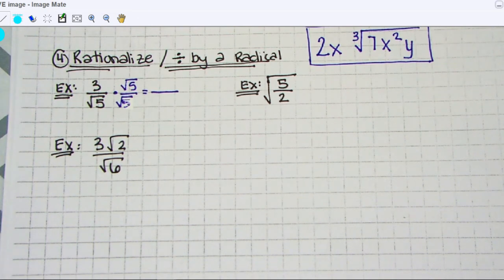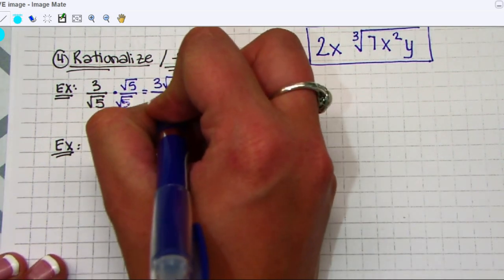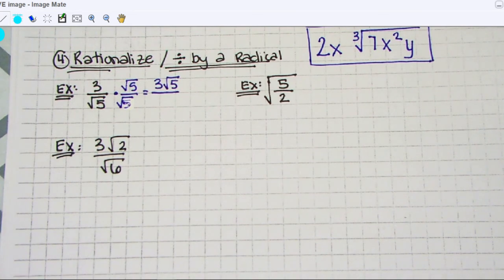Now, to multiply fractions, it's top times top, bottom times bottom. So 3 times the square root of 5 becomes what? Yeah, 3 square root of 5. What's the square root of 5 times the square root of 5? Square root of 25, which is what? 5.